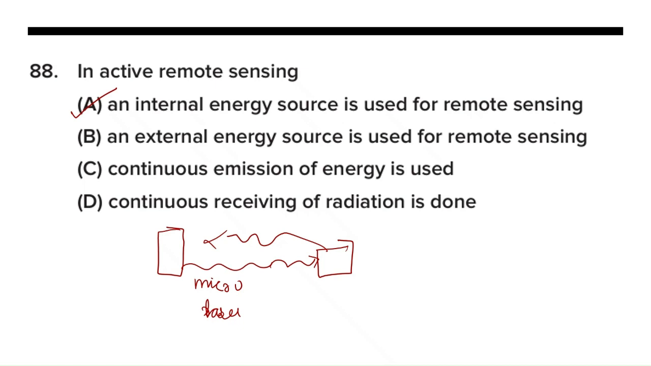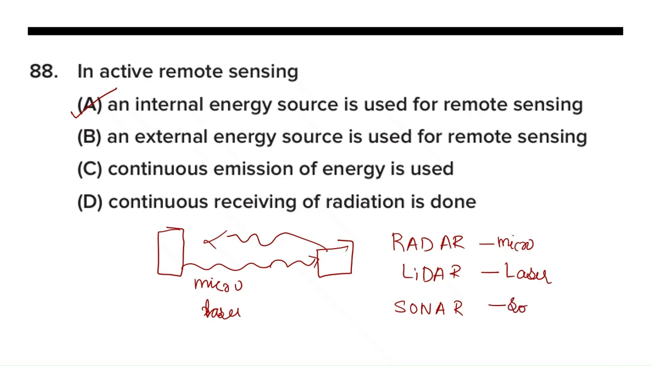This is the difference from passive remote sensing, where we rely mainly on natural sources like sunlight. This technology is used in radar, lidar and sonar. The energy type in radar is microwave, in lidar we use laser, and in sonar we use sound waves.